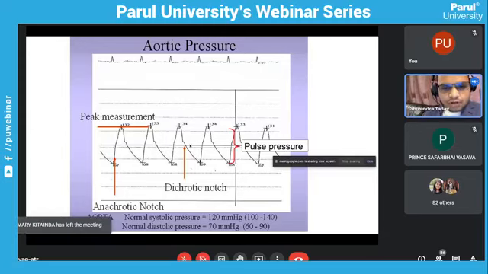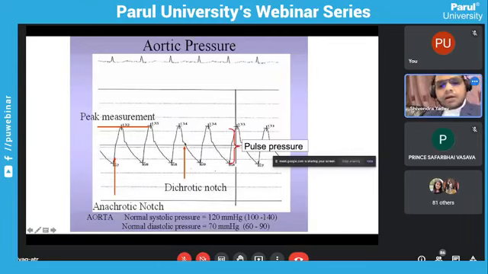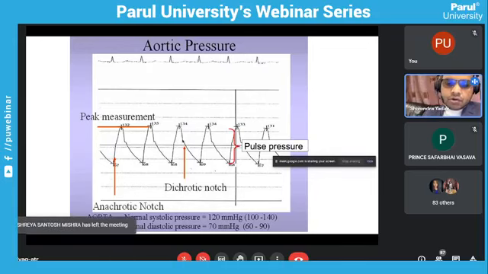And there is a notch in between. This notch is called the dicrotic notch. It signifies the closure of the aortic valve, and during the closure of the aortic valve you get this notch. So when you get a pressure waveform with this notch, it is an aortic pressure recording, a pressure from the aorta. This is a sign to identify what pressure it is.